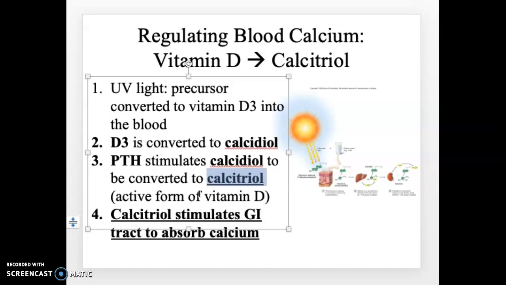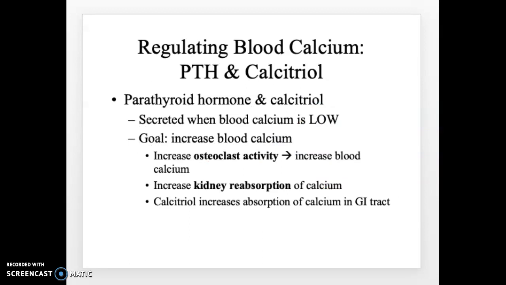Calcitriol is active vitamin D, and it works on the gut, so it works in the intestines to tell your body to absorb as much calcium as possible. So when you consume a glass of milk, the calcium is being absorbed into your blood. Parathyroid hormone and calcitriol both get secreted when calcium is low, and the goal is to increase blood calcium.